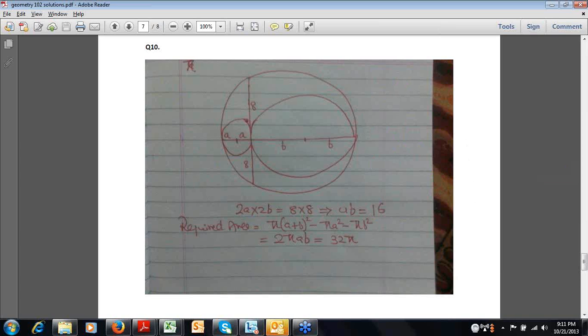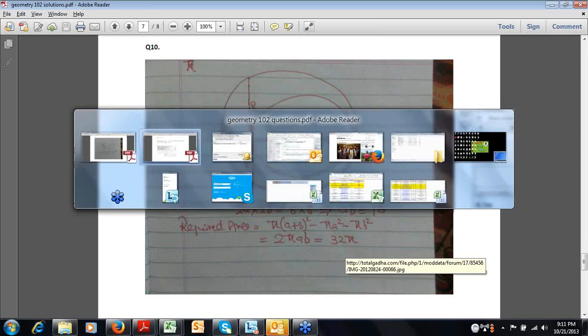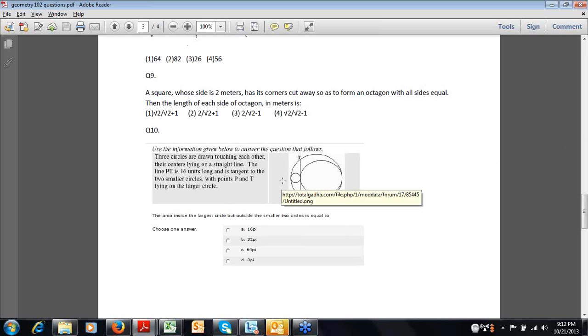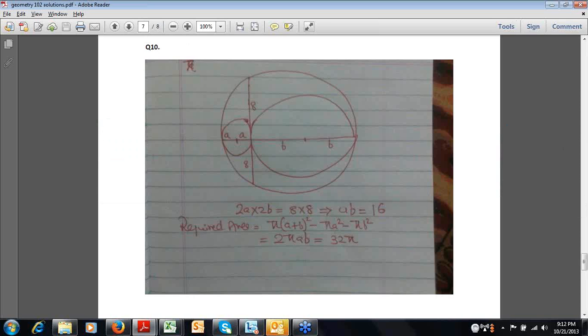Okay, now we'll be going to the last question for the day, and 32 pi is which option? We have option B as 32 pi, so we'll go ahead and mark option B. Venal has got it right. Very few have got it right. Vivek has to see it once again. Okay, Vivek wants me to repeat this question once again.